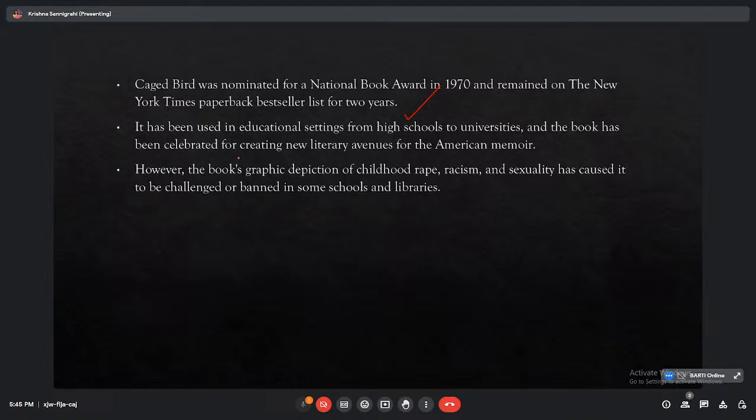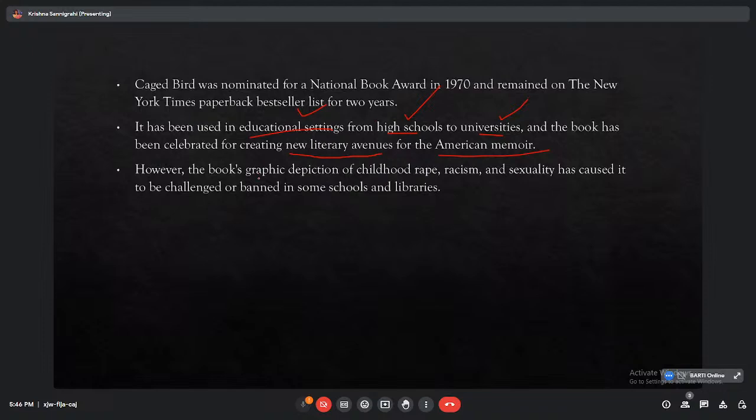It has been used in educational settings from high schools to universities, and the book has been celebrated for creating new literary avenues for the American memoir. If we talk about India, in many of the master's syllabi, you will see that this book is referred to when we are studying racism, and when we are talking about gender vis-a-vis racism.